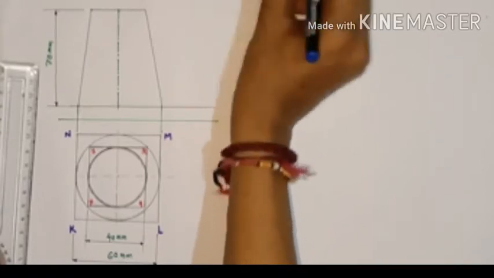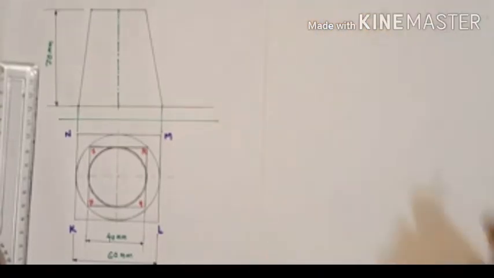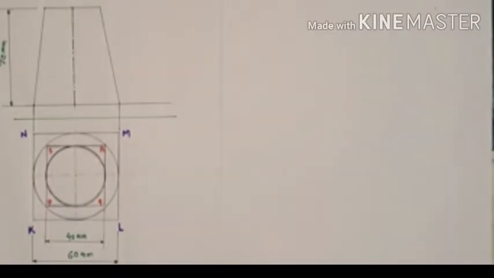Okay, isometric views or projection we want to make here. So just start with a single line. I think you completely understand the isometric view of a cylinder, so it is just the same.